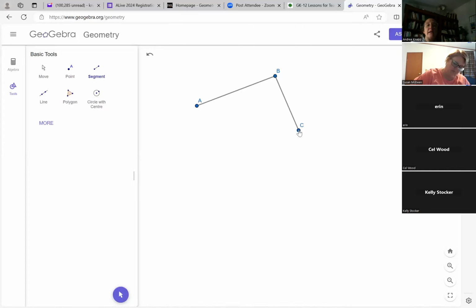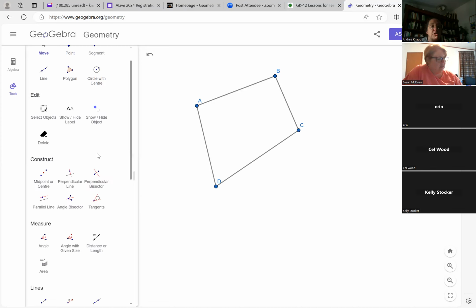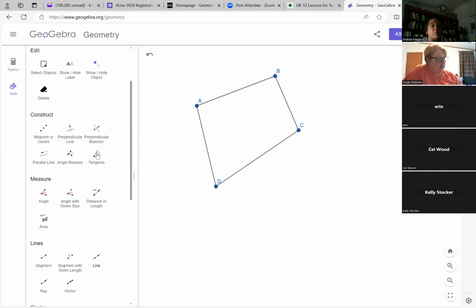If you connected the midpoints of just a general quadrilateral. Wasn't it a rhombus? It was a parallelogram, wasn't it? Well, we'll just go in here and see. Actually, I think it was.